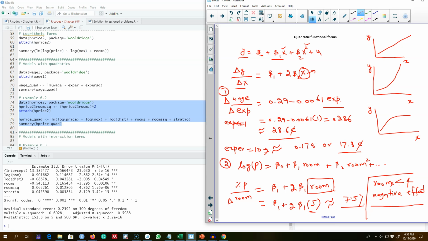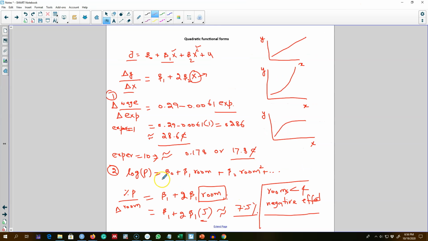Now this effect is very counterintuitive, because normally whenever we add another room in the house, the price goes up rather than down. One reason for this negative effect could be our sample. We have very few houses in the sample with rooms less than 4. That is why we are getting this negative result. So whenever you regress a model like this, pay attention to your sample, and knowing more about your sample will help you understand these results better.